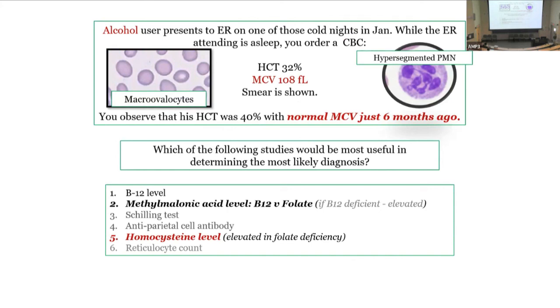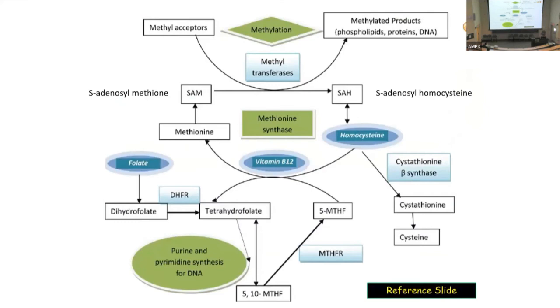Well, it's not a methylmalonic acid level because that's for B12 deficiency. You would have to get a homocysteine level. So homocysteine could have been B12 versus folate, but we have the short timeline. So that's the other tough derivative related to B12 folate diagnostic testing. And that's it. And that's just a reference slide for those of you who love this pathway. Okay.